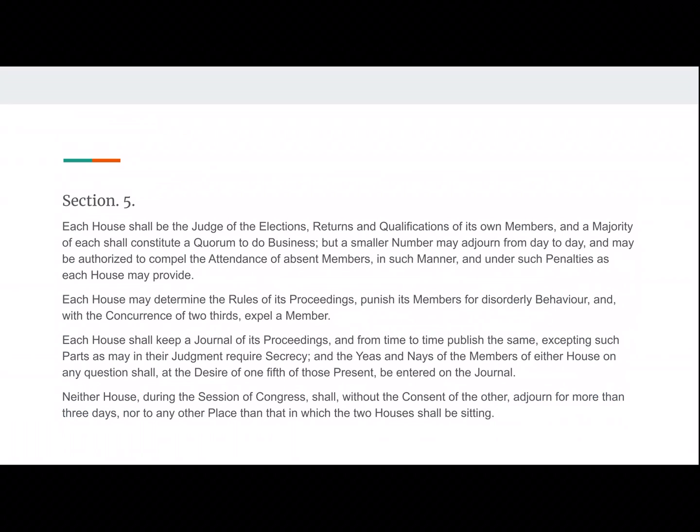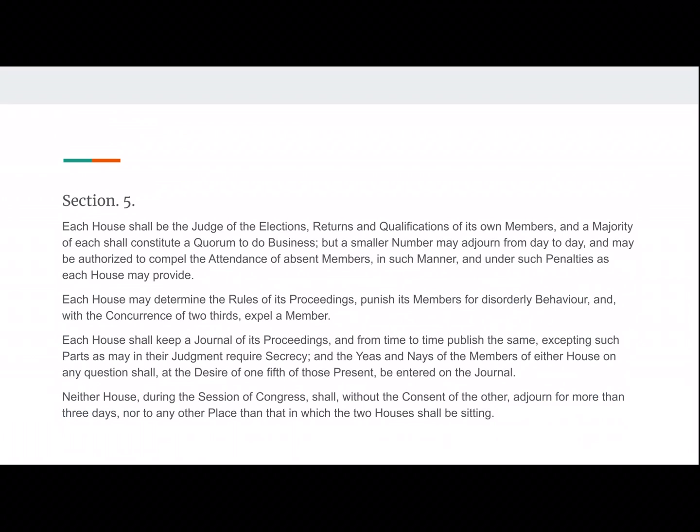Section 5. All right, so this is the rules about their own business stuff. Each house shall be the judge of elections, returns, and qualifications of its own members, and a majority of each shall constitute a quorum to do business, but a smaller number may adjourn from day to day, and may be authorized to compel the attendance of absent members in such manner and under such penalties as each house may provide. Each house may determine the rules of proceedings, punishments for its members for disorderly behavior, and with the concurrence of 2/3 expel a member.